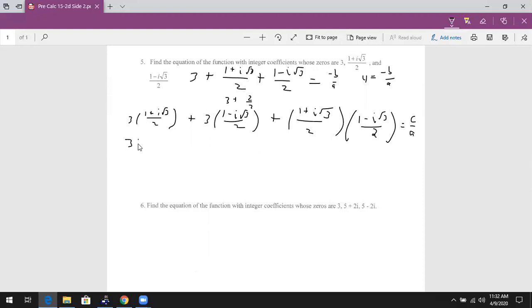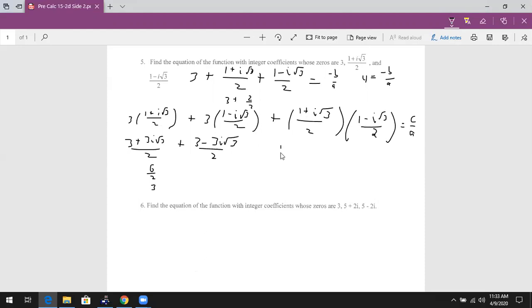Distributing, I get 3 plus 3i root 3 over 2. Distributing here, I get 3 minus 3i root 3 over 2. And just dealing with these two, 3 and 3 makes 6. 3i root 3 minus 3i root 3 cancel, so I get 6 over 2, which would reduce to 3 if I wanted to. Now keep in mind, we're going to keep this answer separate because I want it for the next one.